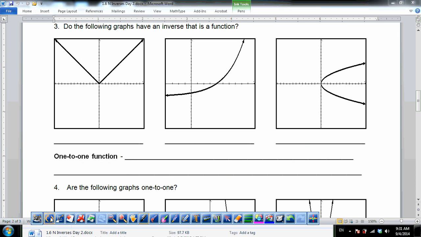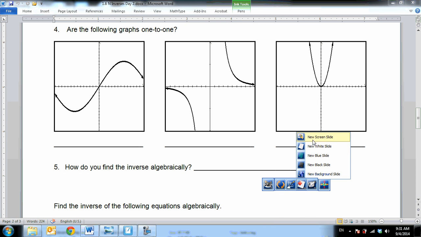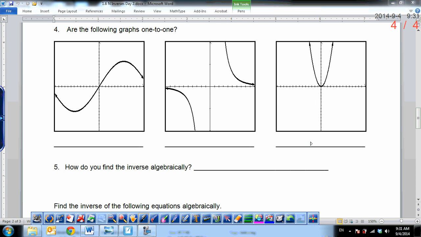So let's look at number 4. Look at that first one. Let's start with the original. Is the original a function? Yes. Is the inverse a function? No. Why not? Good. It doesn't pass the horizontal line test. So this is not a one-to-one function. Okay, try the next two.